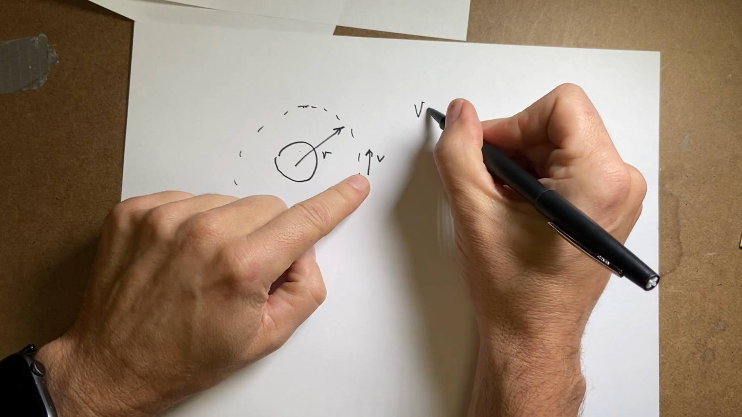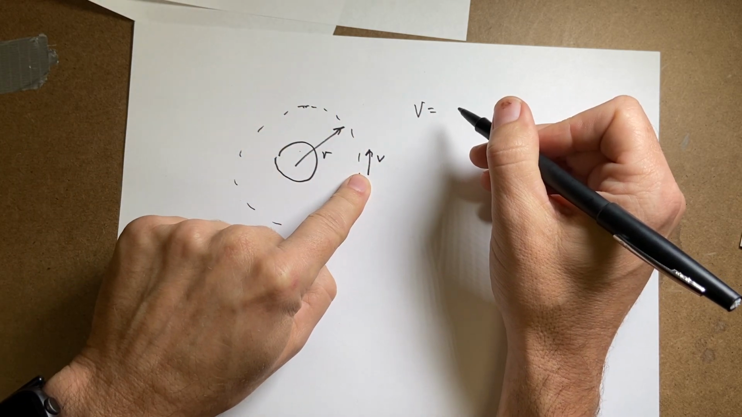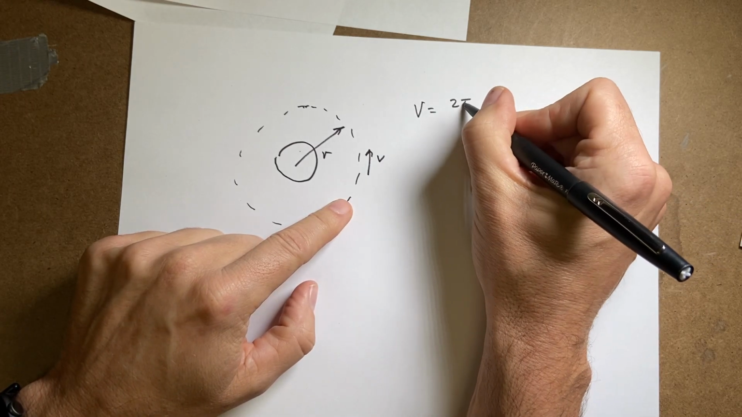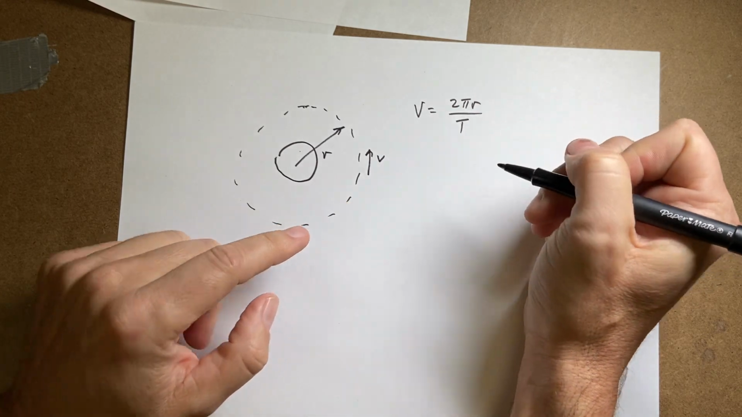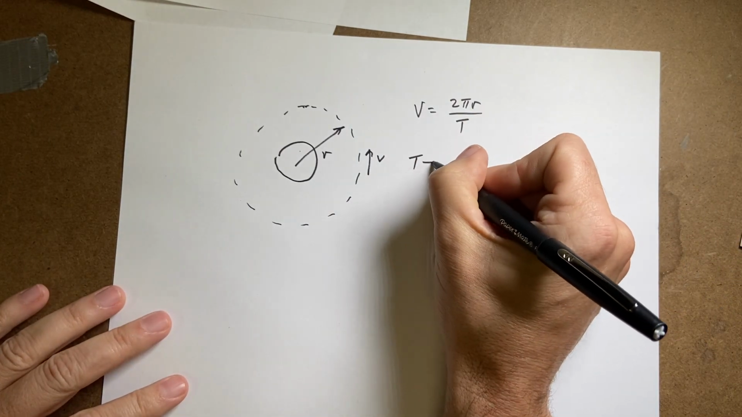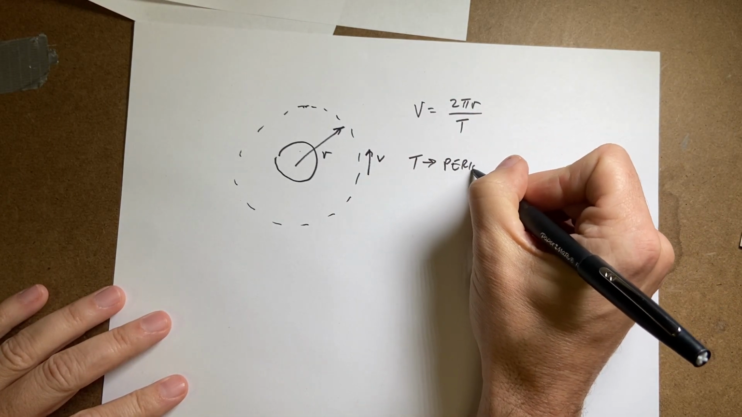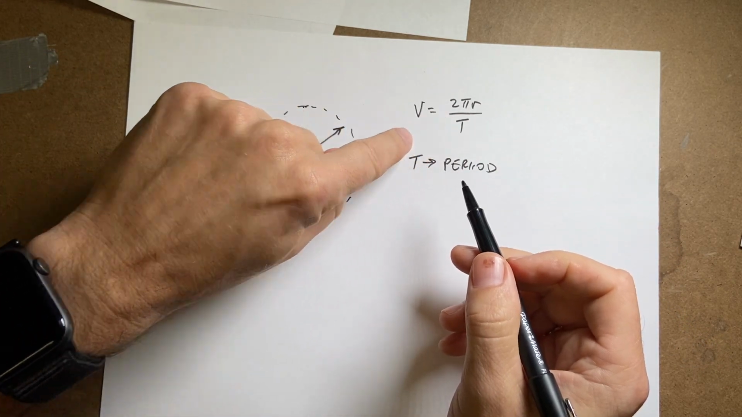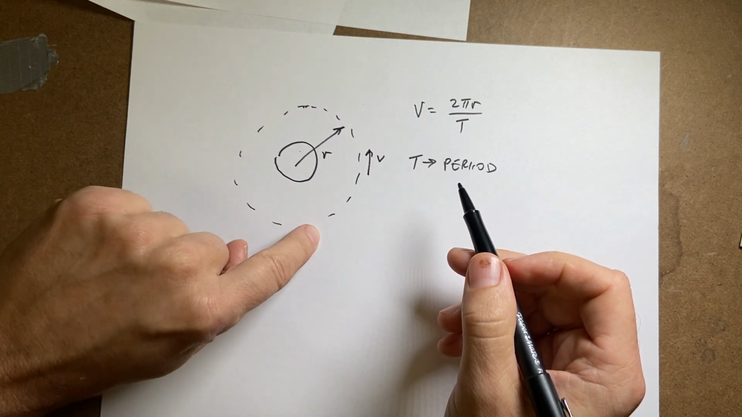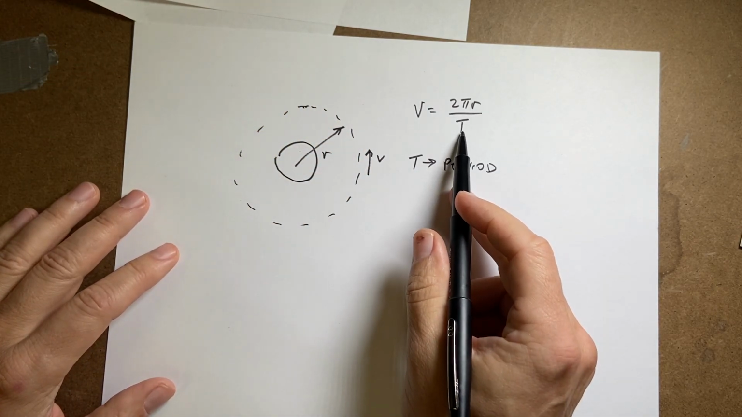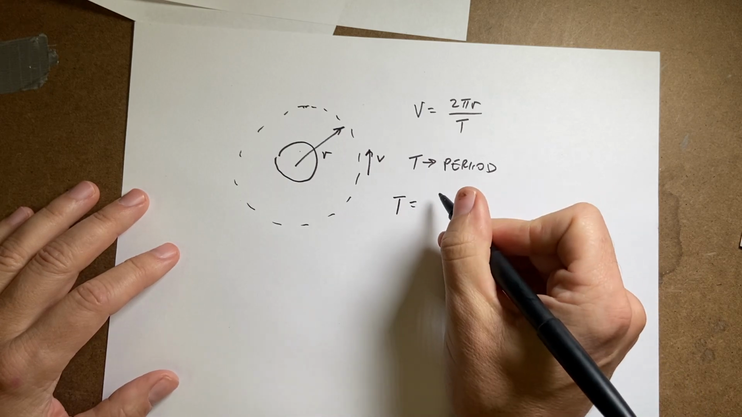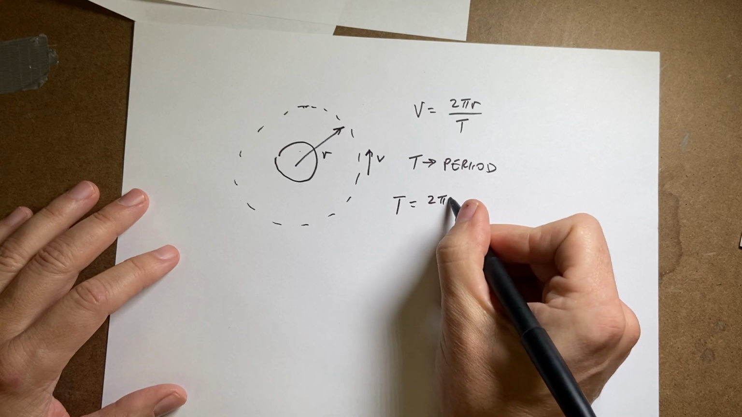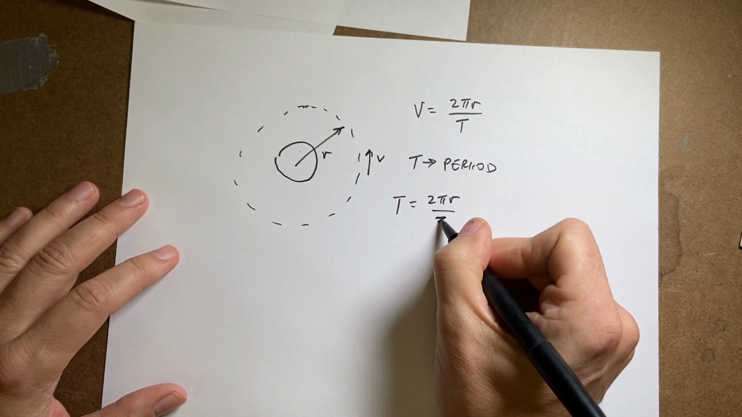Okay, so what do I know? I know the velocity is the magnitude of the change in distance over the change in time. So that's going to be 2 pi r over big T. So big T is, we call it a period. And 2 pi r is the circumference of the circle, right? I know if I take 2 times pi times r, that gives me this whole distance. So I can solve this for T, and I get T equals, multiply both sides by T, divide both sides by v, 2 pi r over v.